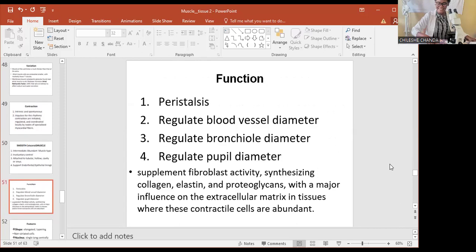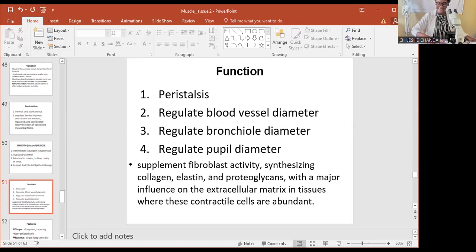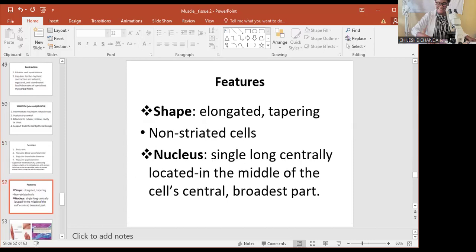The functions of smooth muscle include, one, peristalsis, and two, regulation of blood vessel diameter. It is the smooth muscle which is responsible for increasing or reducing the diameter by contracting. They are also responsible for regulating bronchial diameter and pupil diameter, so they are also found in the iris. So you are going to find smooth muscles in those internal organs.